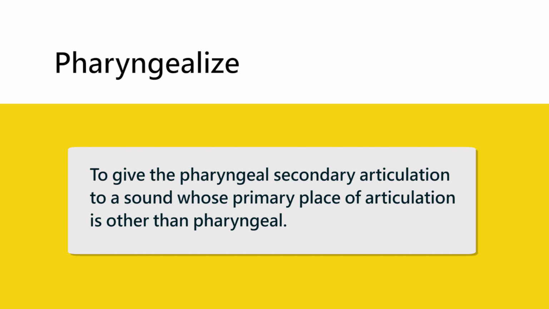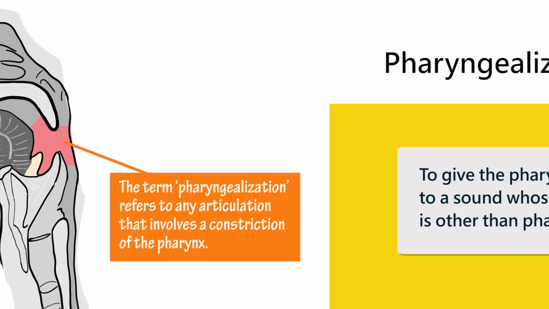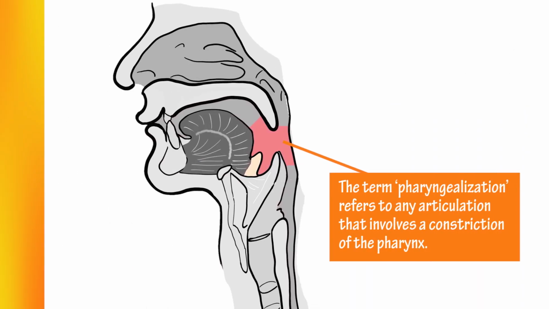Therefore, when you say pharyngealize, what you mean is to give a pharyngeal secondary articulation to a sound whose primary place of articulation is other than pharyngeal. What you do in pharyngealization is you pharyngealize a sound, which means you constrict your pharynx for secondary articulation.